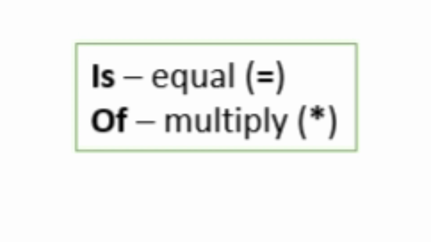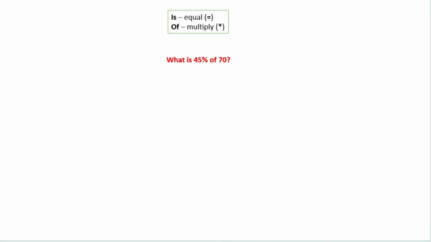So usually when you see the word is, that means equal. And if you see the word of, that means to multiply. So let's take a look at this first problem. What is 45% of 70? So we said is means equal. 45% we can write as 0.45, and of means to multiply, and 70.